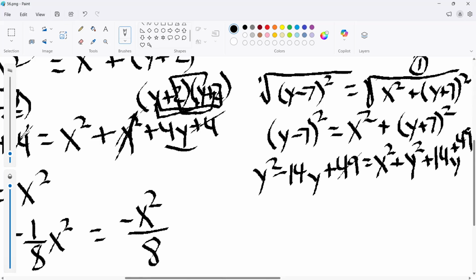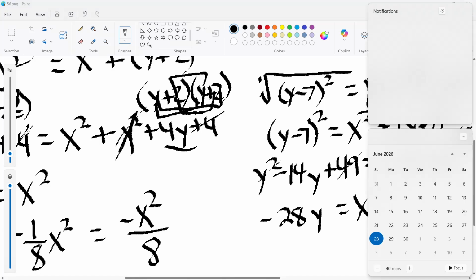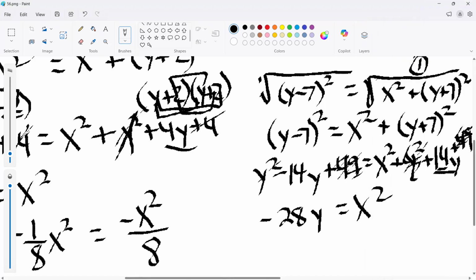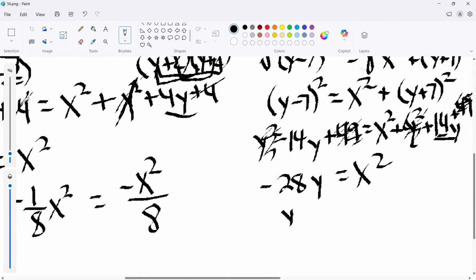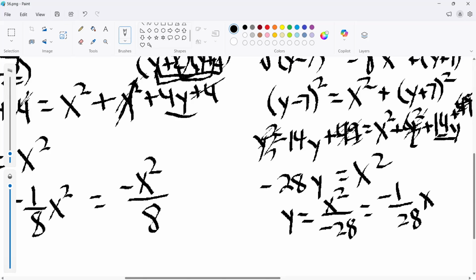And so the 49's cancel out, the y squares cancel out. I subtract 14y from both sides. I get negative 28y equals x squared. Remember, all of this has canceled out. And then I just divide both sides by negative 28. y equals x squared over negative 28. I can also write that as negative 1 over 28 times x squared.